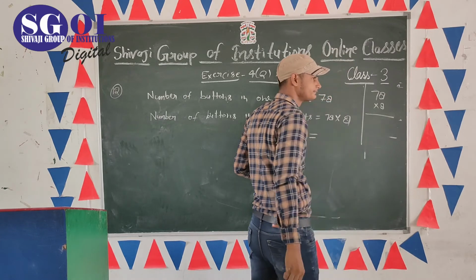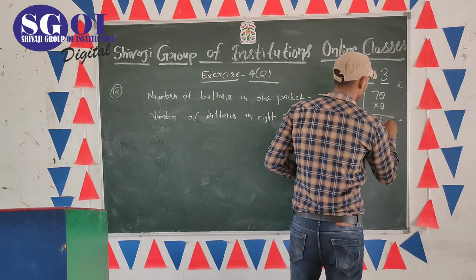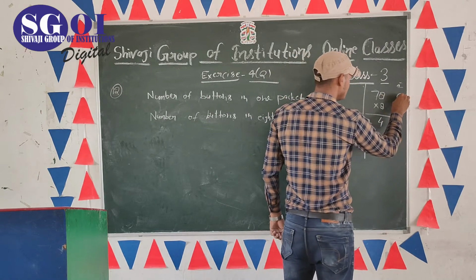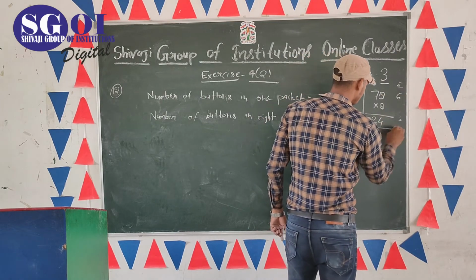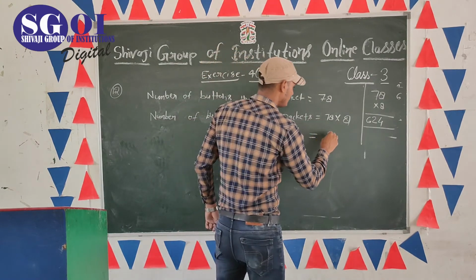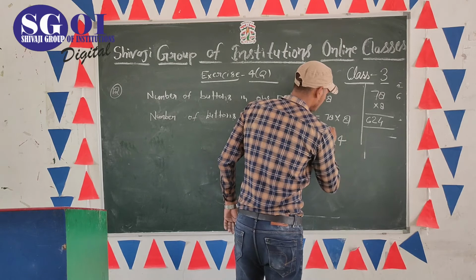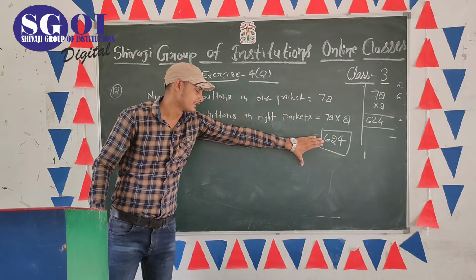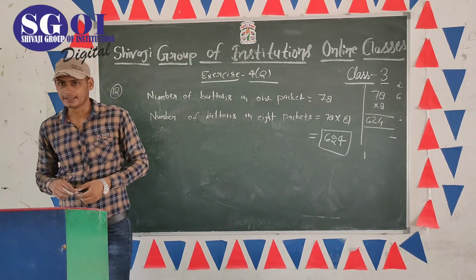8 8s are 64. Carry 6. 8 7s are 56. 56 plus 6, 62. And the answer is 624. Means the number of buttons in 8 such packets is equal to 624.